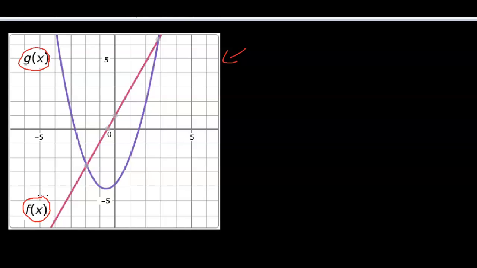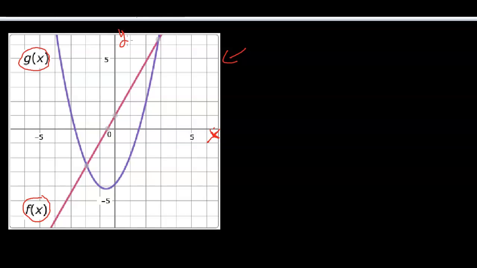First of all, let's remember, as always, the values of x, those being the inputs, are listed on the x-axis. That's the left to right horizontal axis. And the outputs of the functions, the values of g of x or f of x, are listed on the vertical axis. That's the axis that goes up and down.